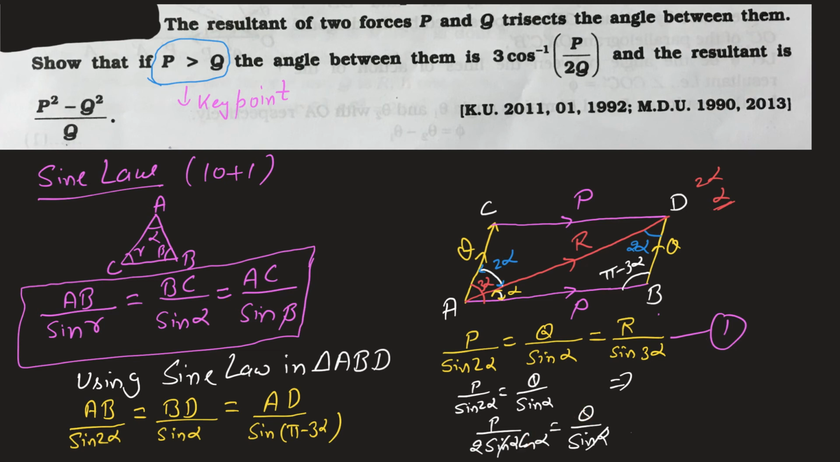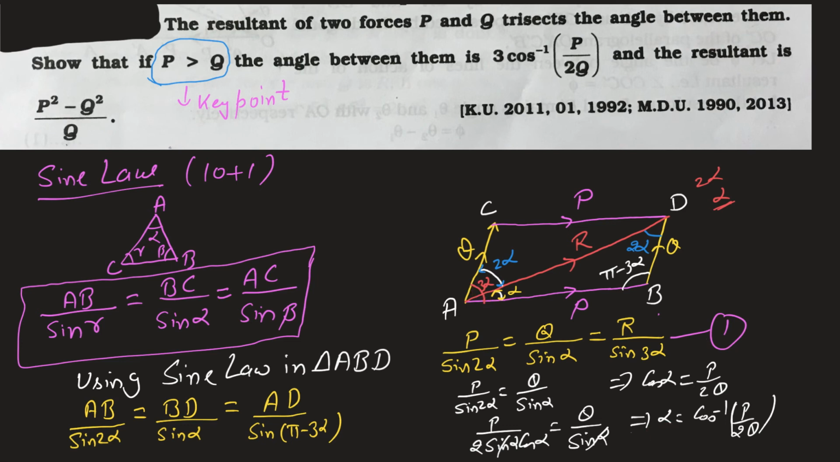So it will be cos alpha is equal to P by 2Q. This implies that alpha will be cos inverse P by 2Q. Okay, now see what we are required to determine. The angle between them. Angle between them means the forces, this force P and Q. What is the angle between them? 3 alpha. We have determined alpha.